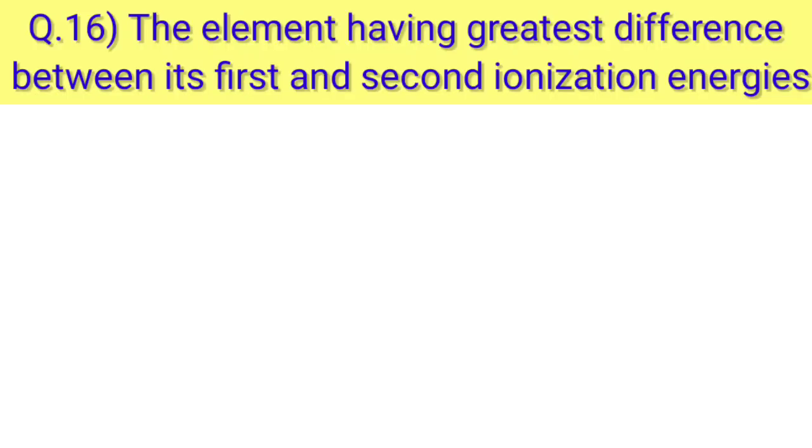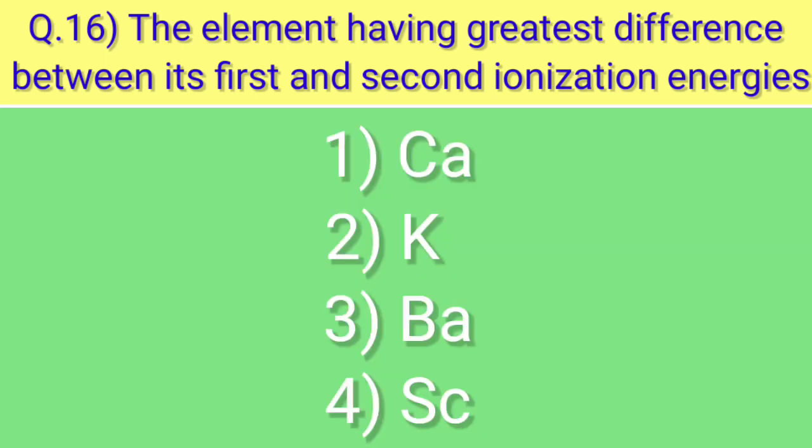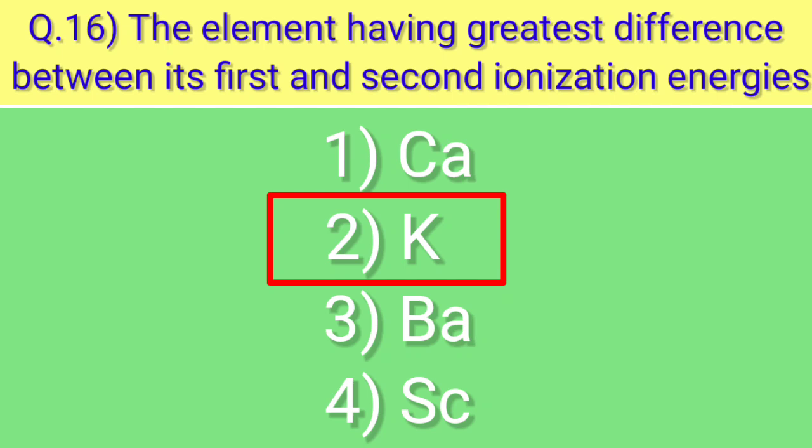Question number 16: the element having the greatest difference between its first and second ionization energies. A very good question indeed. The options are on your screen. The second option, potassium, is the correct option of the 16th question. Just 4 more questions to go.